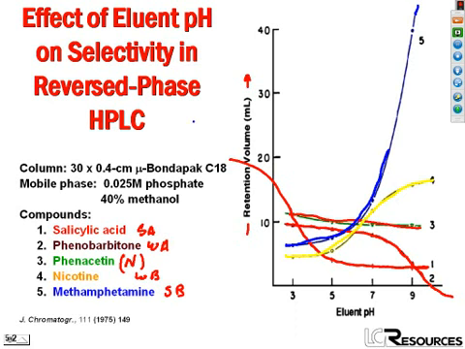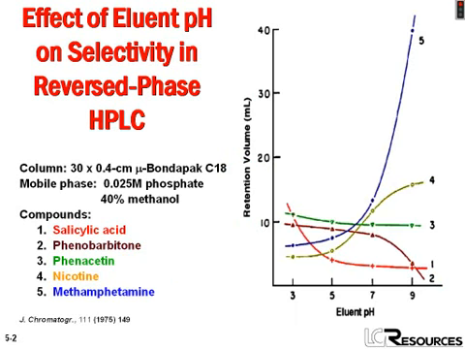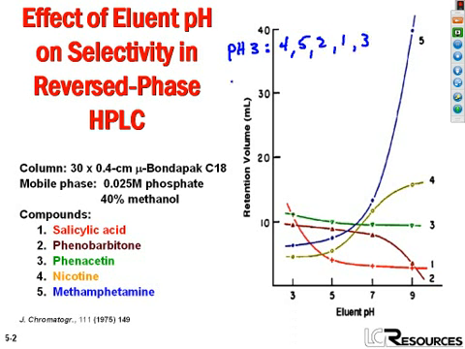Now, the implications of this for the chromatography are interesting, because what would happen if we were to run this separation at pH 3? What would be the order of elution? Well, the first peak to come off is number 4, followed by number 5, followed by number 2, and followed by 1 and 3. What about pH 5? Well, if we were to run the separation at pH 5, it would be 1, 4, 5, 2, 3. And if we were to do the separation at pH 7, this one I know, 1, 2, 3, 4, 5.